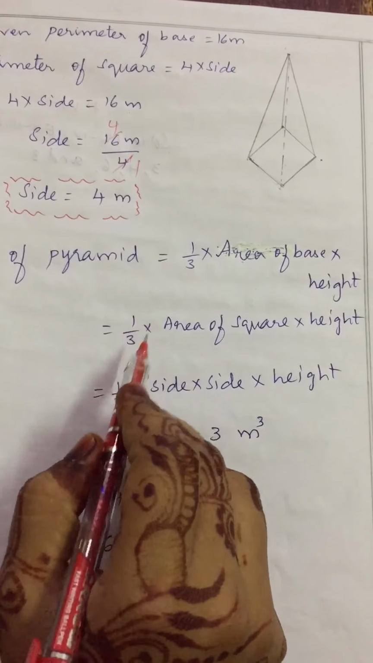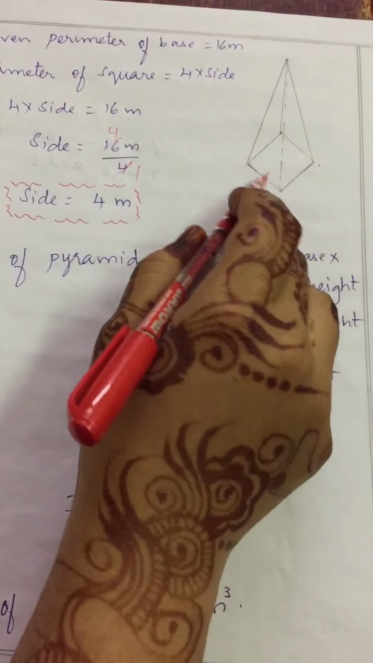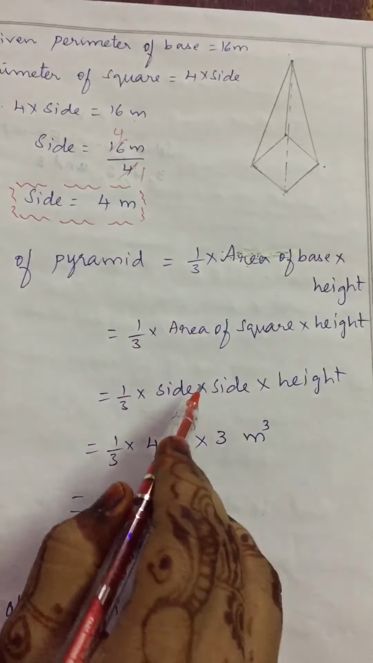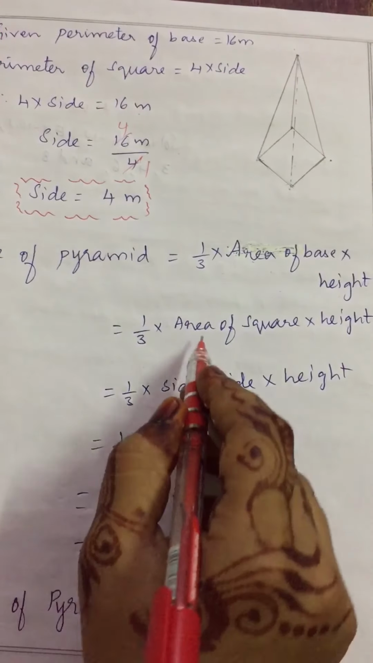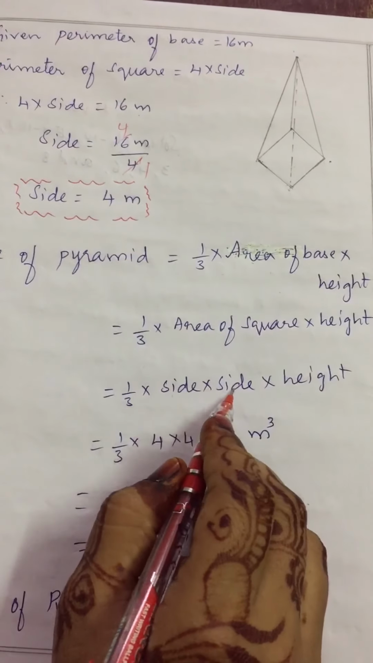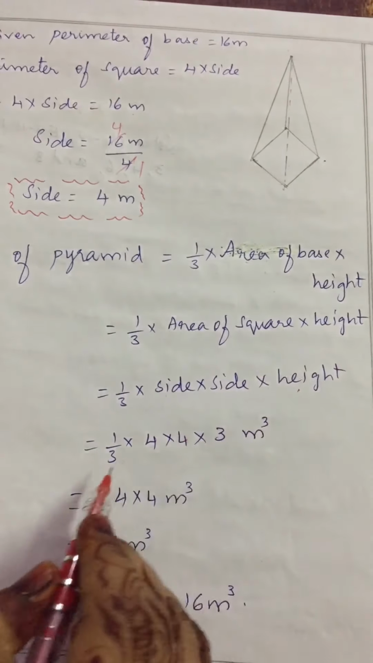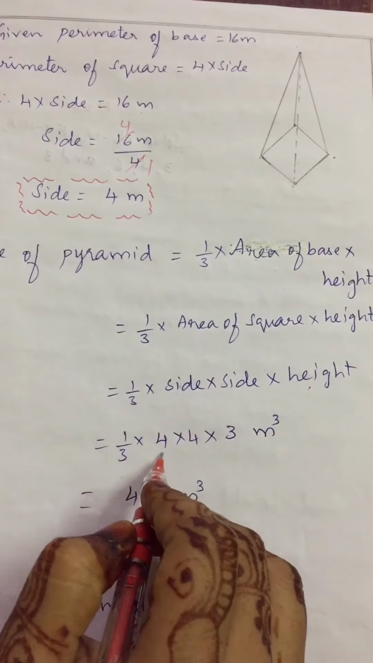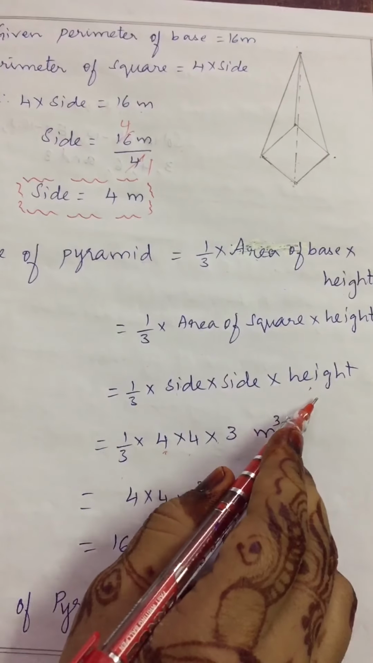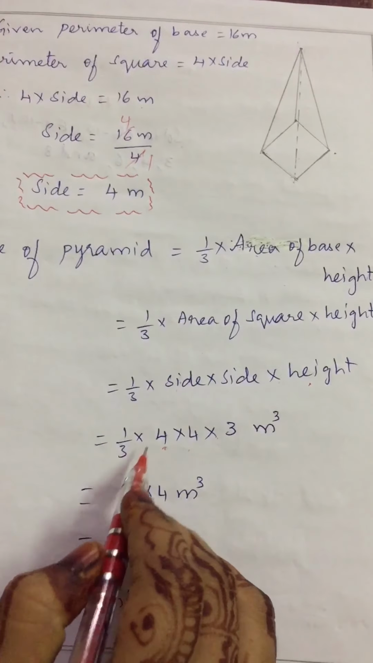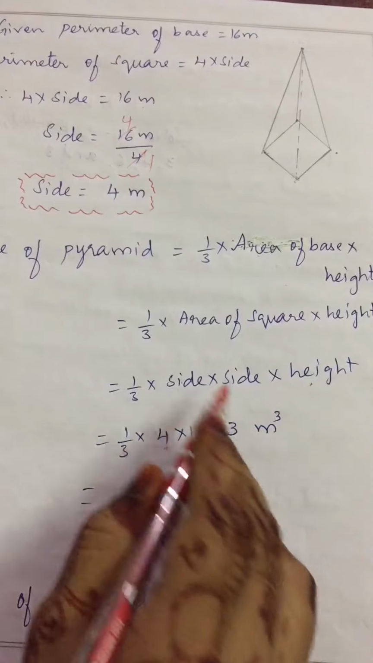Clear, children? So 1 by 3 into area of base. So base is in which shape, children? Square. So area of square we need to find, into height. So 1 by 3 into area of square formula, side into side, into this height as it is. So 1 by 3 into side is 4. So we are writing that only, 4 into height he mentioned 3. Clear, children? So 1 by 3 into 4 into 4 into 3, it is volume.